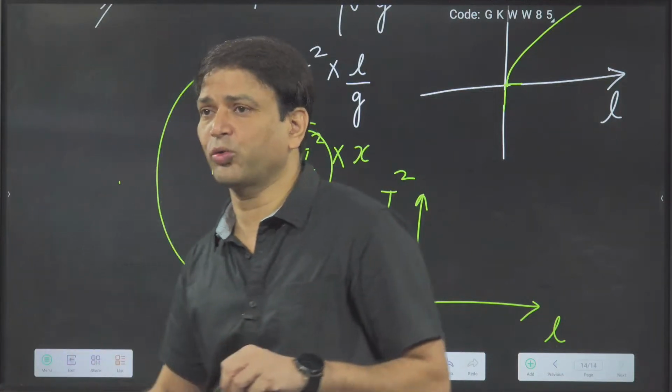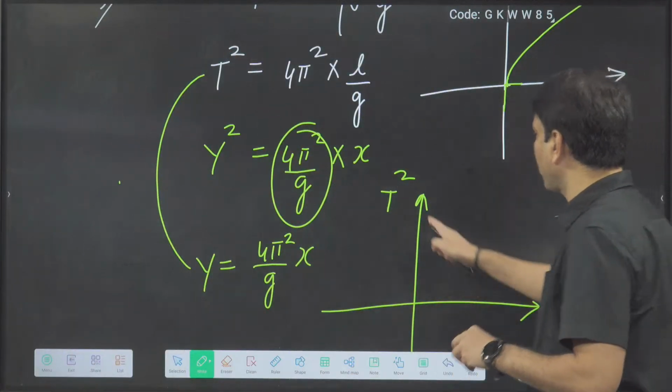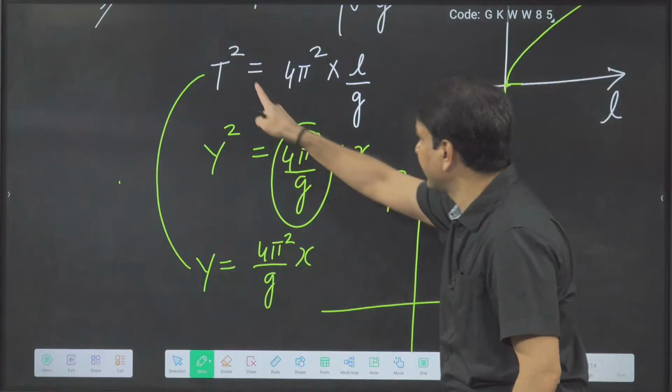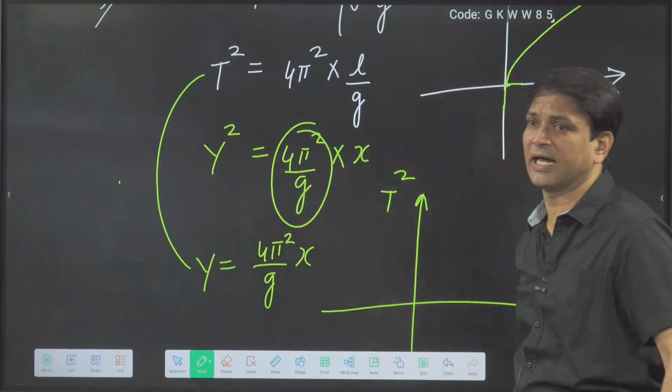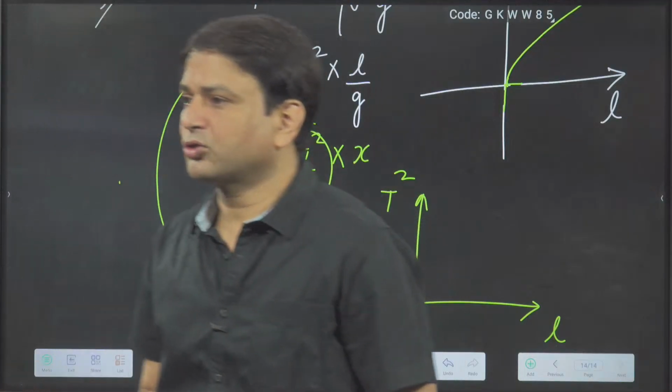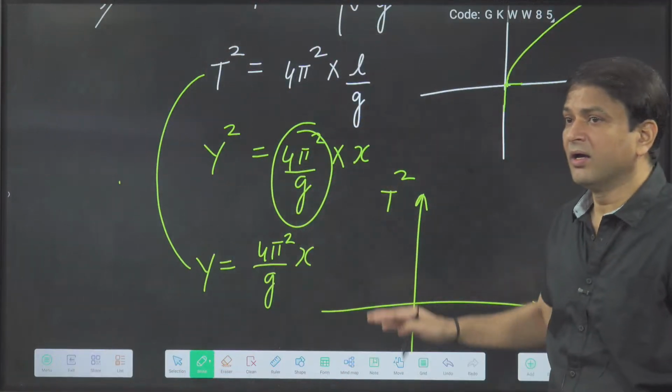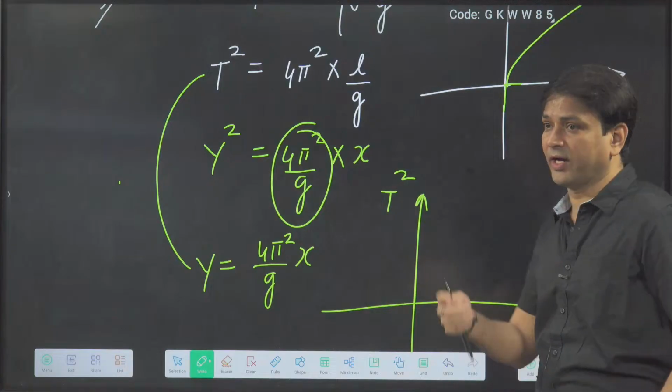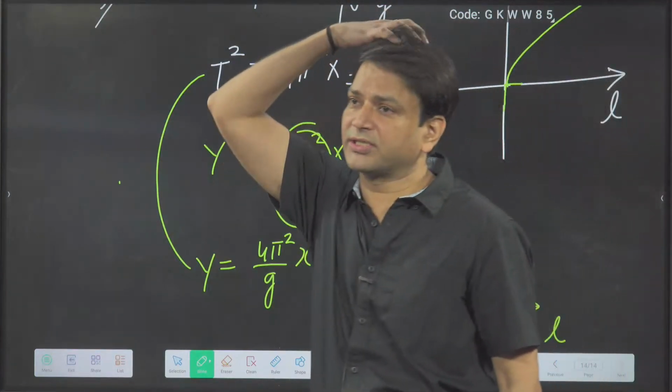So if I am plotting T square on the y-axis, I will replace T square by y, and then I get the equation y is equal to mx. Understood or not? With the same formula, if I plot the T square and L graph, I will get a straight line. This I will discuss in oscillation also.